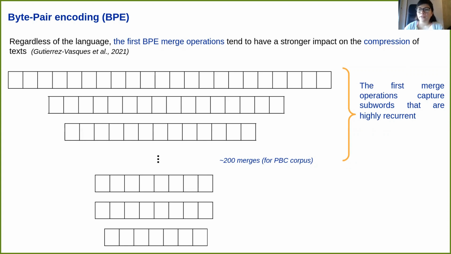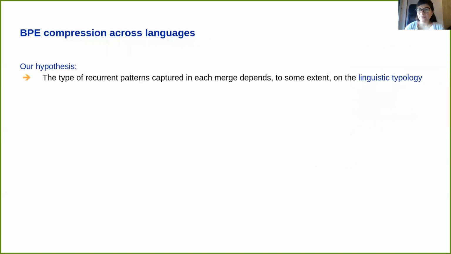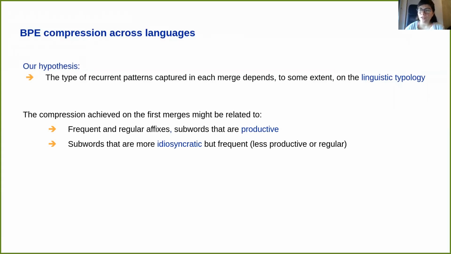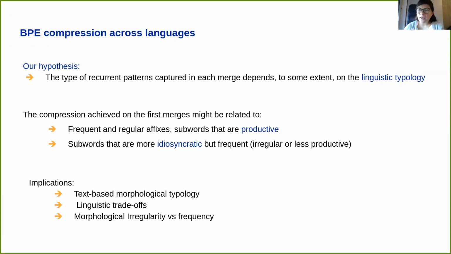So one might wonder if all languages get compressed in the same way through BPE merge operations. Our hypothesis is that the type of recurrent patterns captured at each merge depends on the typology, at least partially. For instance, for some languages, this compression achieved on the first merges might be related to frequent affixes or regular inflectional phenomena, while for some others, it might be related to more idiosyncratic or irregular patterns. Furthermore, this can be interpreted in the light of typological implications that we will explain later.